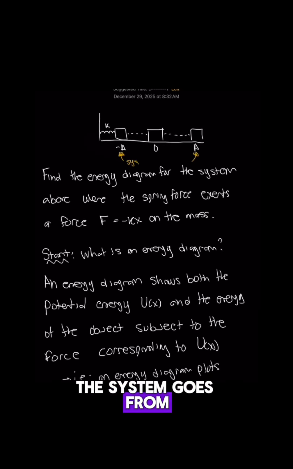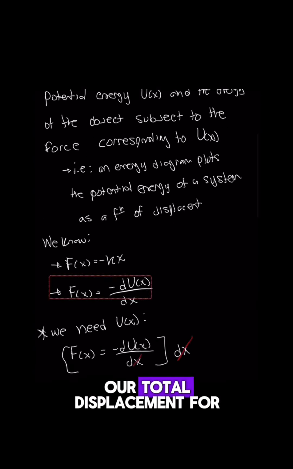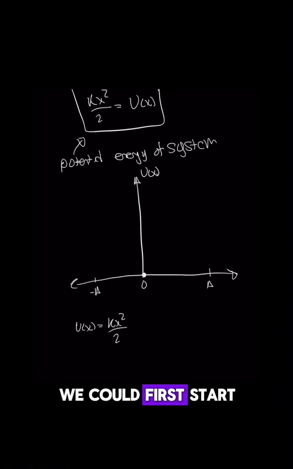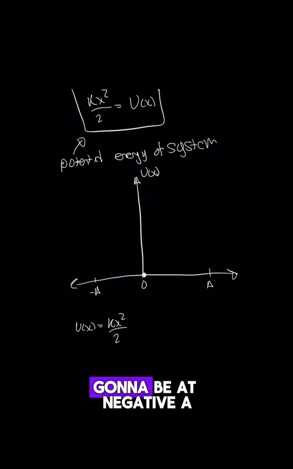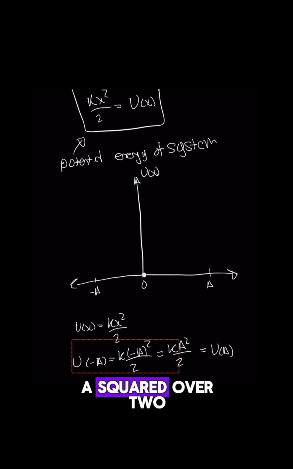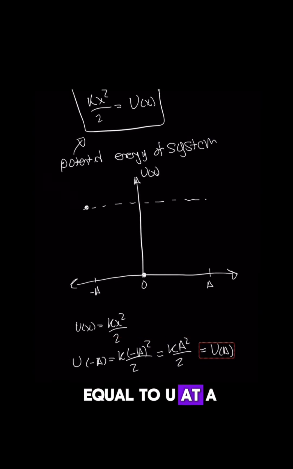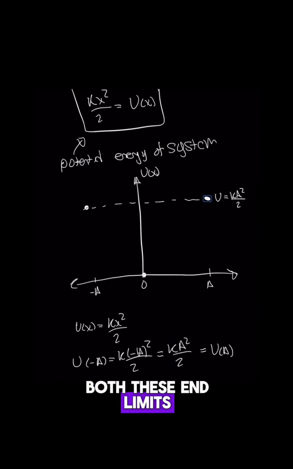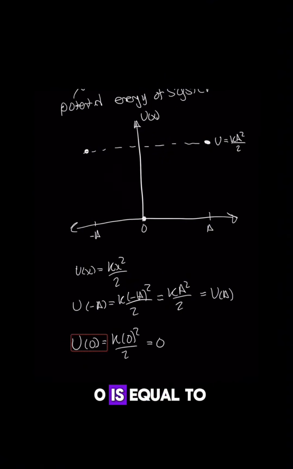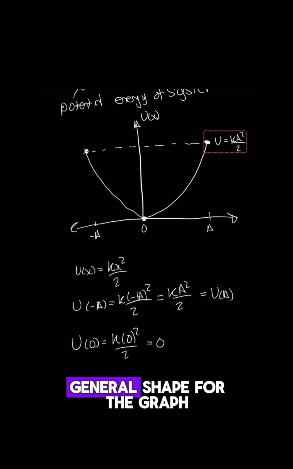The system goes from -a to a, so that's going to be our total displacement for the system. And on the y-axis, we're going to have the potential. We can first start by looking at what the potential energy is going to be at -a. We can plug this into our potential energy equation, and if we do that, we get ka squared over 2, which is also just equal to U at a. The potential energy at both these end limits is the same. Then we can also plug in x equals 0, and the potential energy at 0 is equal to 0. So from here, we can draw a general shape for the graph.